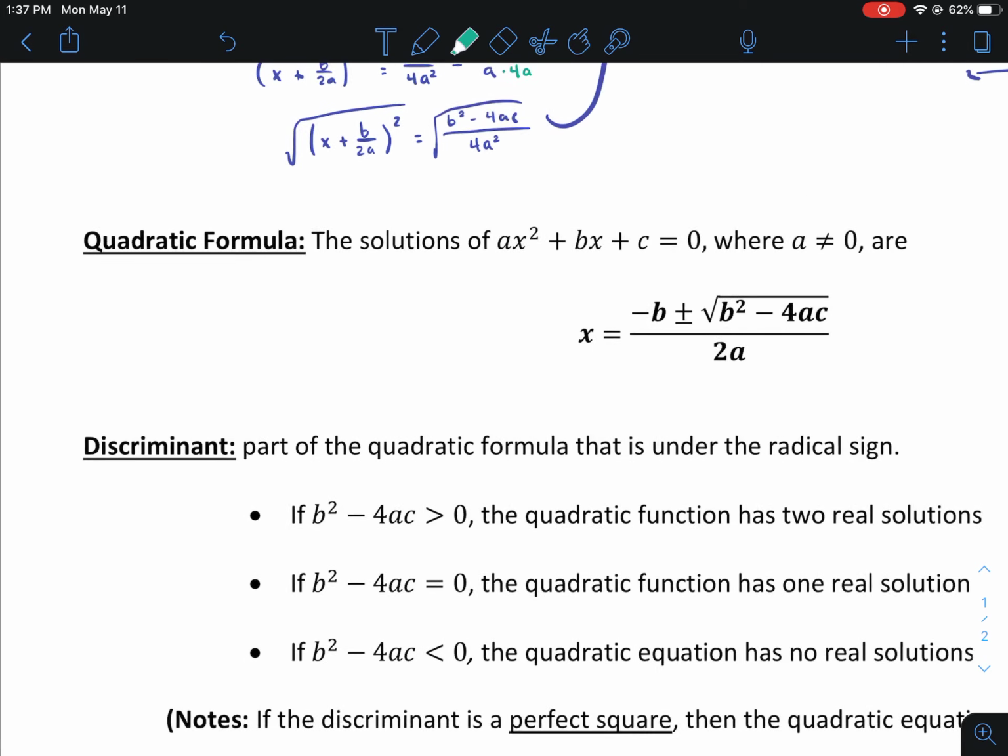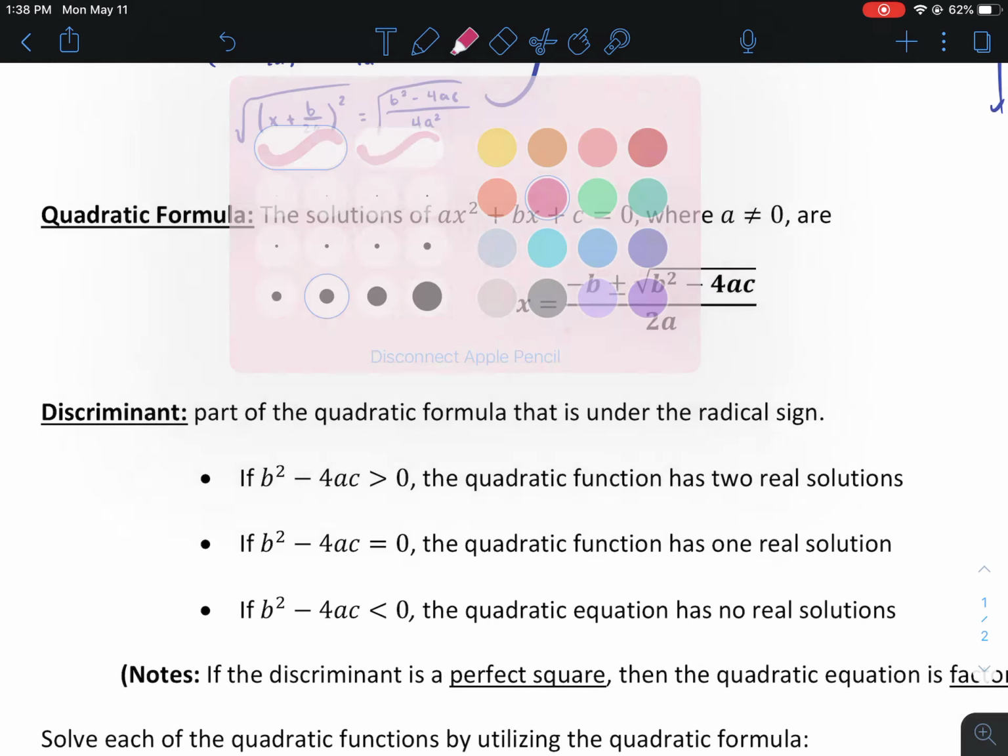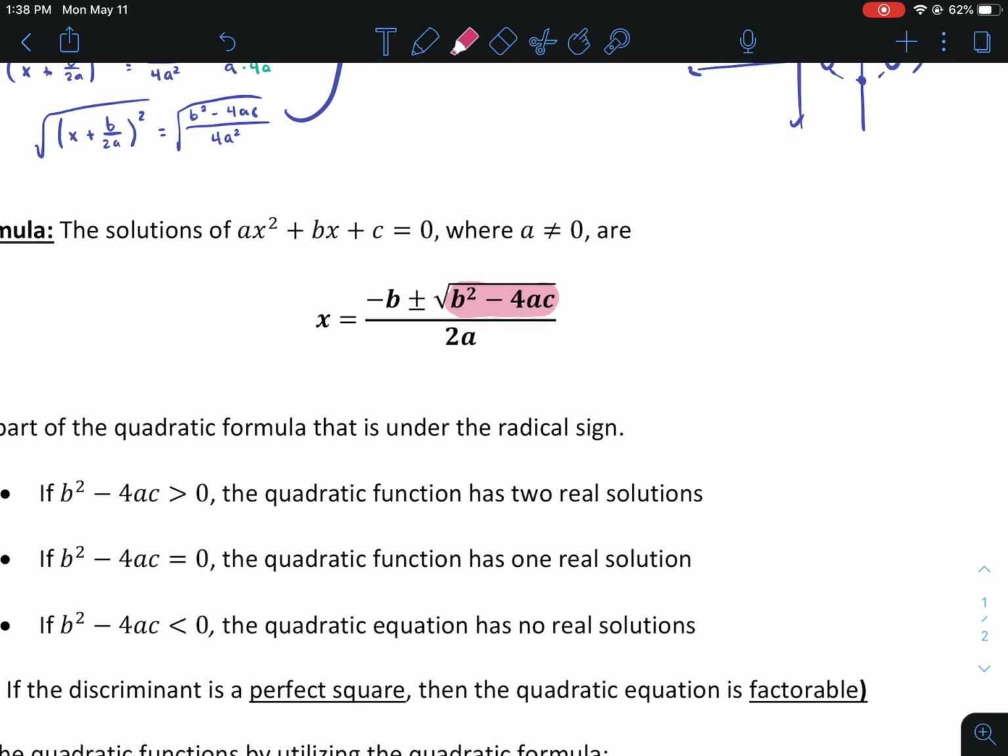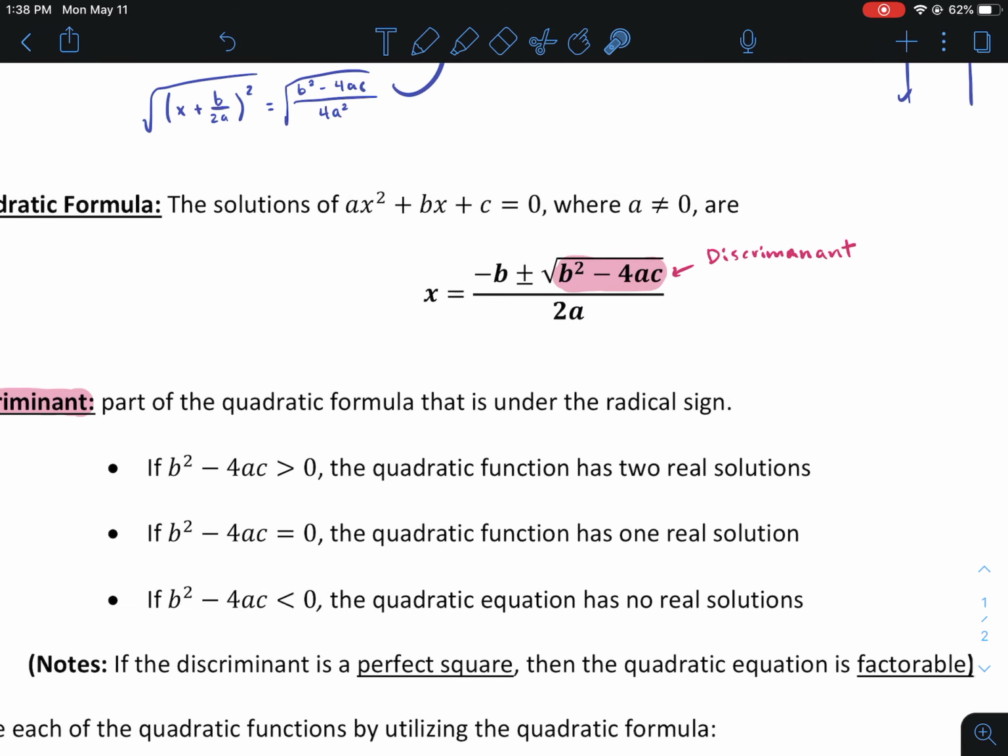The discriminant is the part of the quadratic formula that is under the radical sign. So this b squared minus 4ac is what we call the discriminant. And the discriminant actually tells us how many solutions this quadratic function will have. So if the discriminant is greater than 0, if we have something under here that is greater than 0, then we know for a fact that we're going to have two real solutions.